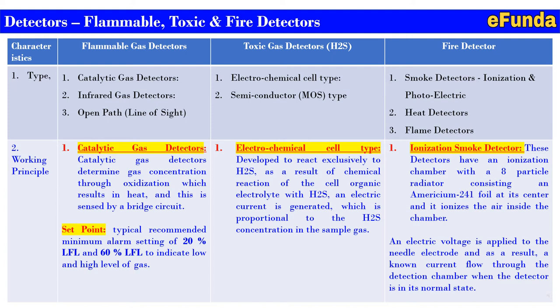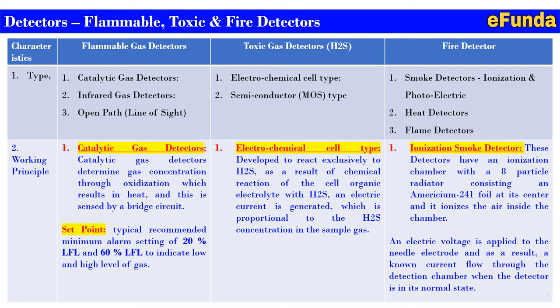Under toxic gas detector, first type is the electrochemical cell type, developed to react exclusively to H2S as a result of a chemical reaction of the cell's organic electrolyte with H2S, and an electric current is generated which is proportional to the H2S concentration in the sample of the gas which is used for the electrochemical cell type detector.